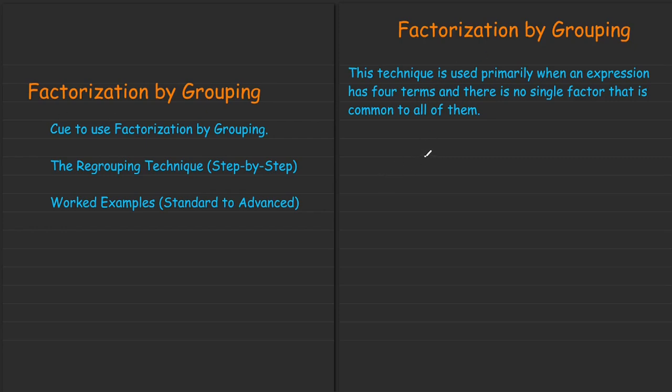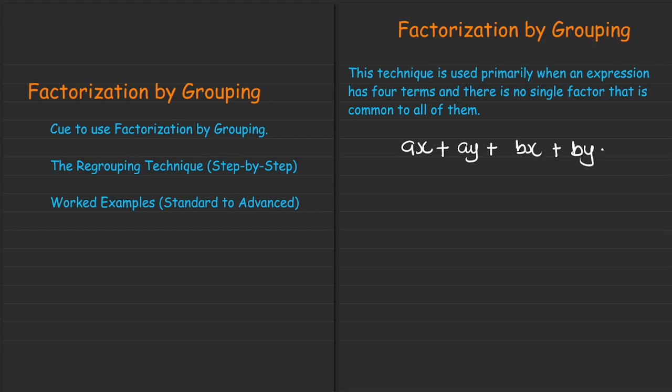What do I mean by that? Let's say we have an expression such as ax plus ay plus bx plus by. You realize that there is no one common factor to all these four terms. Hence, we can't use the common factor method, but rather we have to group. If we are able to group, then we can consider them in pairs, and then we can use the common factor method. This is the cue you need to know when to use factorization by grouping.